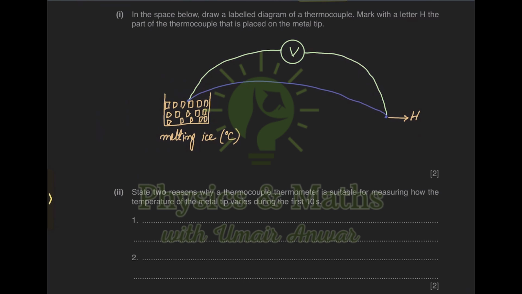So this is how a thermocouple works. It consists of two different metal wires, and in one of the metal wire we connect a voltmeter, a very sensitive voltmeter. Then there are two junctions made by joining these two wires. One of the junction has to be kept at a place whose temperature is known to us and should be a lower temperature, like the melting ice at 0 degree centigrade. And the other junction is placed on an object or the substance for which we are trying to find its temperature. So I've marked it with the letter H. This one would be placed on the metal tip.